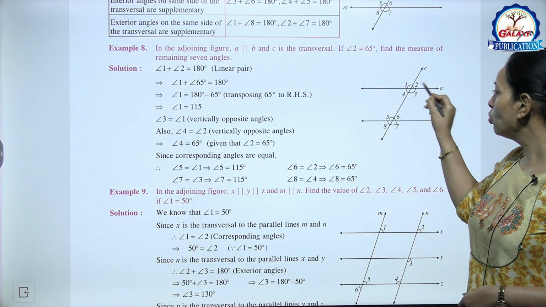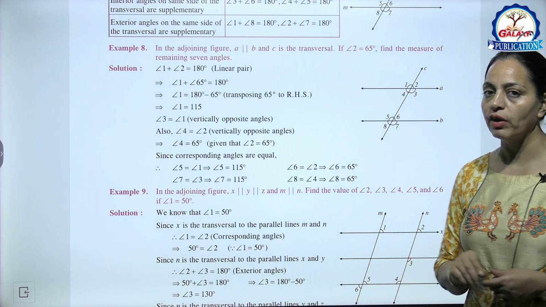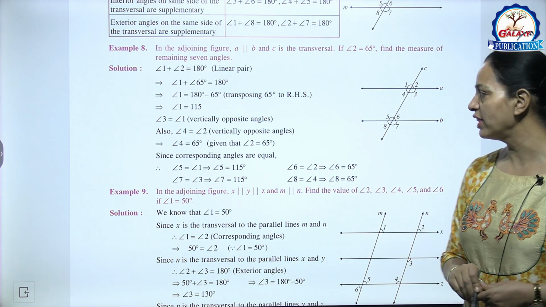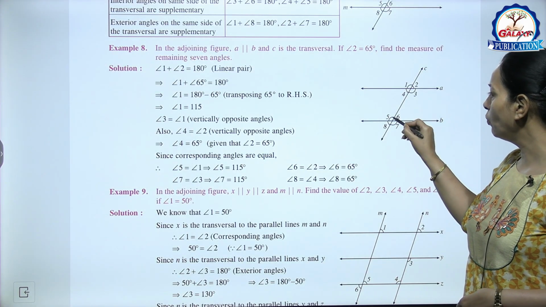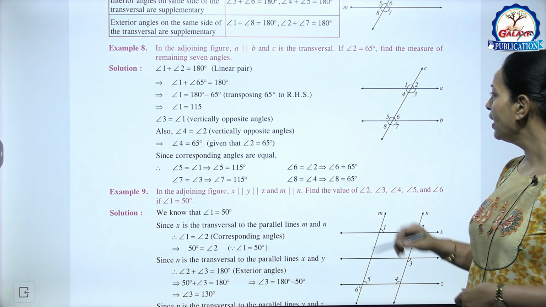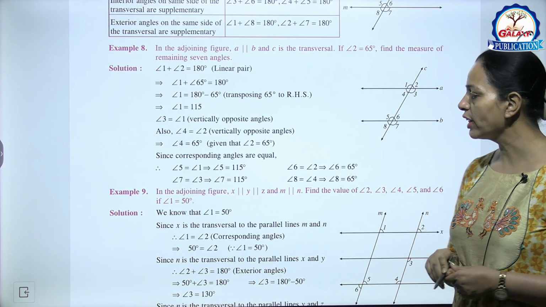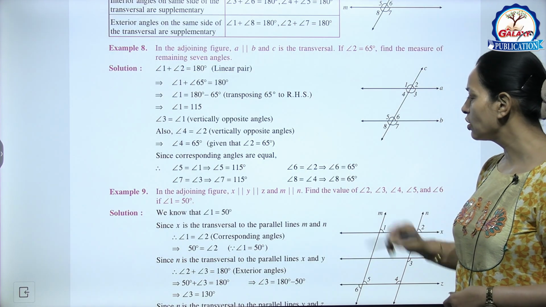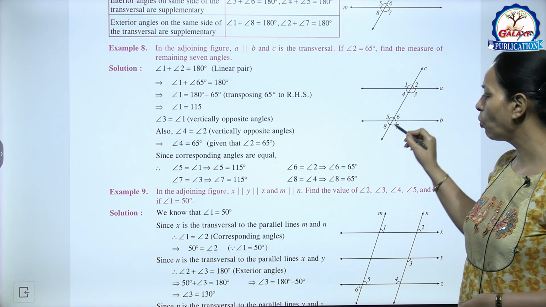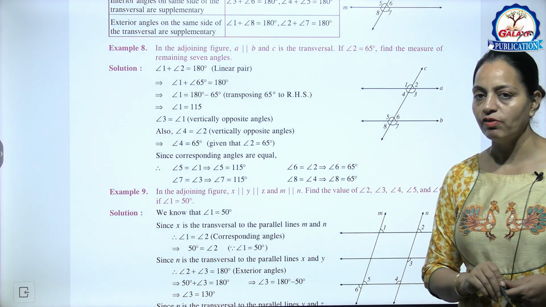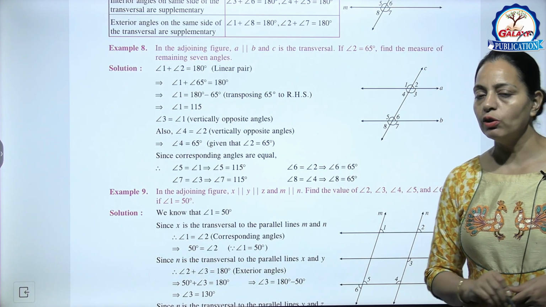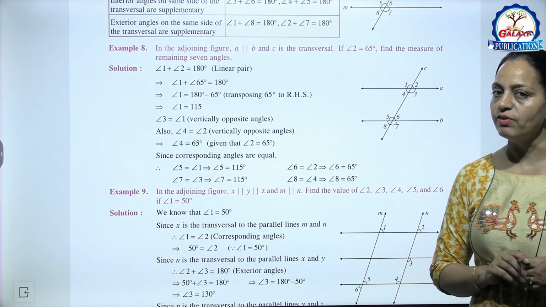Okay. Now 2 we know. So 2 equal to 4, vertically opposite angle. So 4 is also 65 degree. Now we can say 1 equal to 5. So 5 is 115 degree. Now we can say 2 equal to 6, corresponding. So 6 is also 65. Now 7 equal to 3, corresponding. So 7 is 115 and 8 equal to 4, corresponding. So 8 equal to 65 degree, right?